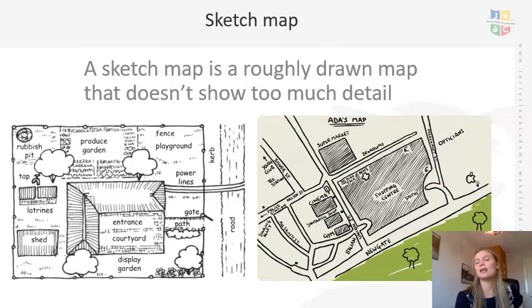So today we're going to be looking at some sketch maps. A sketch map is a roughly drawn map that doesn't show too much detail. It shows you about a place or a room, and gives you some idea of what's there, but it doesn't give you too much detail that you get confused about it.